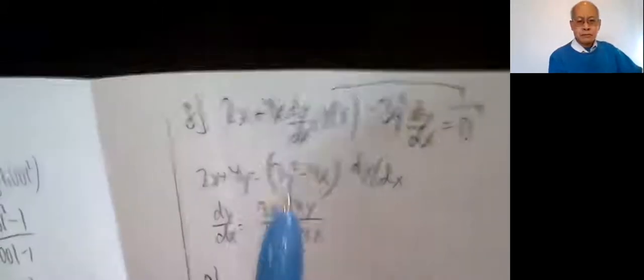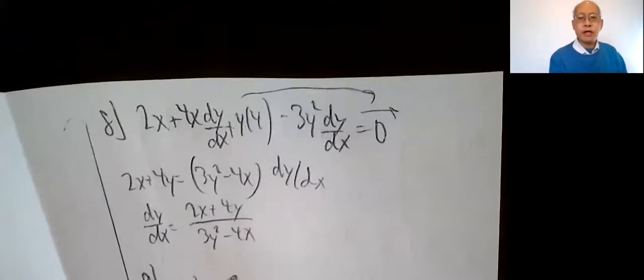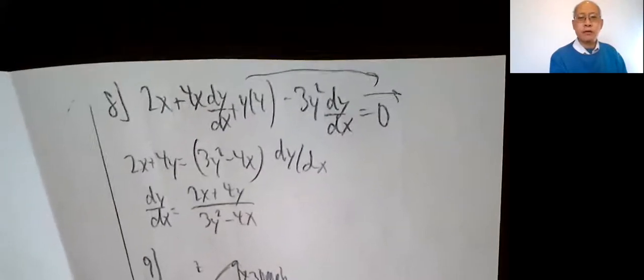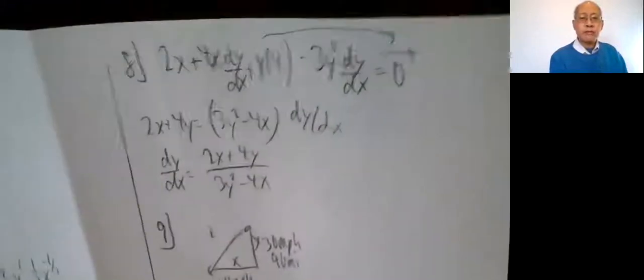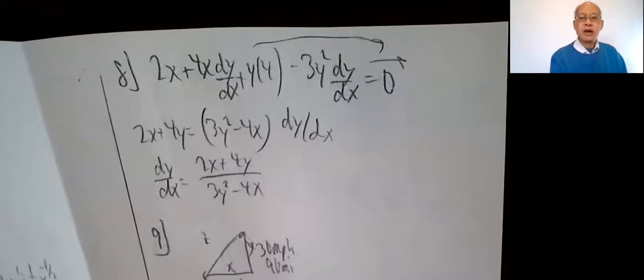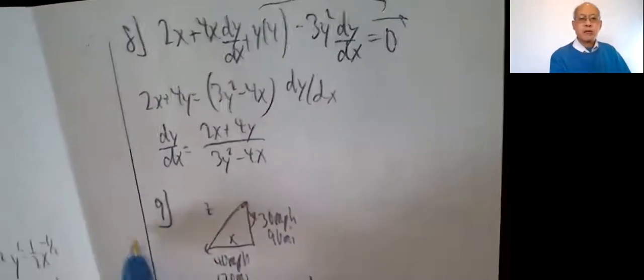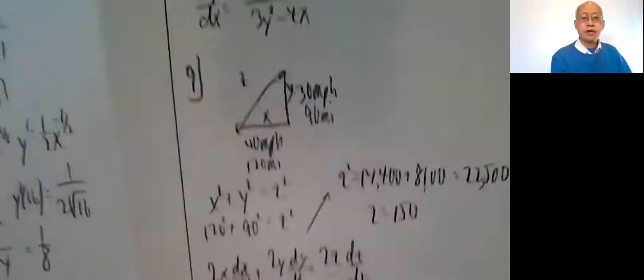Number 8: 2x plus 4x dy dx plus y times 4 minus 3y squared dy dx equals 0. Move the dy dx's over to the right side. 2x plus 4y equals 3y squared minus 4x times dy dx. Dy dx is 2x plus 4y over 3y squared minus 4x.